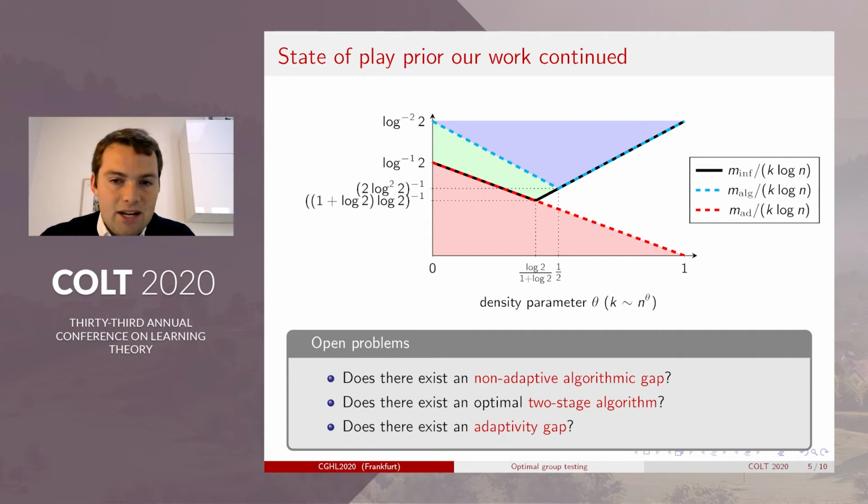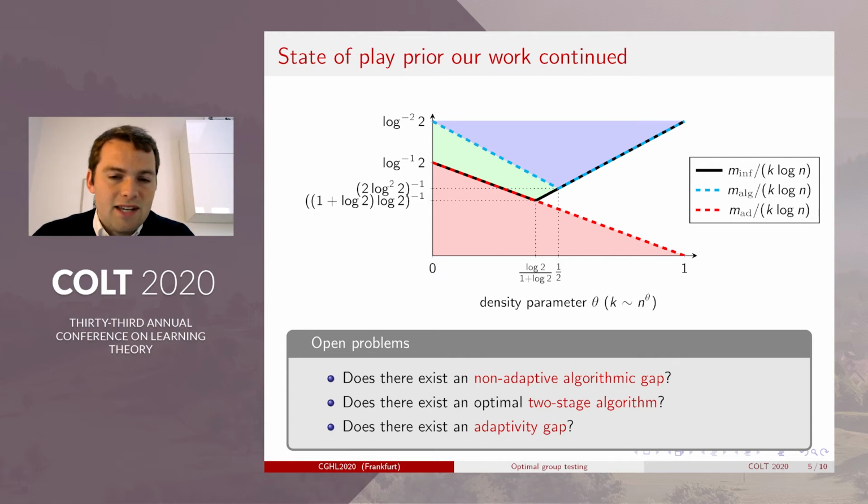We can visualize those bounds in a phase diagram, where on the x-axis we show the density parameter theta from k scaling as n to the theta, and in the y-axis we show the number of tests. The universal information theoretic lower bound stipulates that in the red area, no algorithm, adaptive or non-adaptive, can succeed to recover sigma with high probability. Conversely, in the blue area, the simple non-adaptive COMP and DD algorithms are known to succeed with high probability. And from the work on the random regular bipartite graph, we found a threshold for the information theoretic lower bound in the non-adaptive setting for the random regular bipartite graph, which is shown as the black line in this diagram.